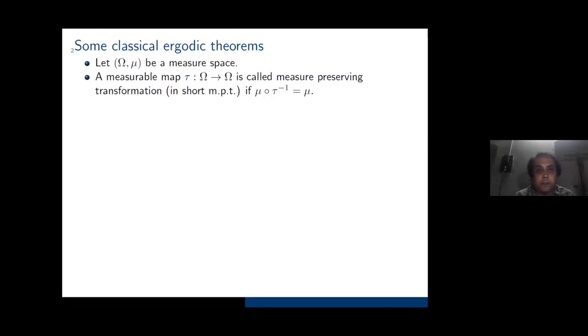One of the good ways of thinking of this tau is as a shift. If you take omega to be the set of all real numbers, and mu to be the Lebesgue measure, then the translation operator is actually a measure preserving transformation, because Lebesgue measure is translation invariant. So this is a good example of a measure preserving transformation.